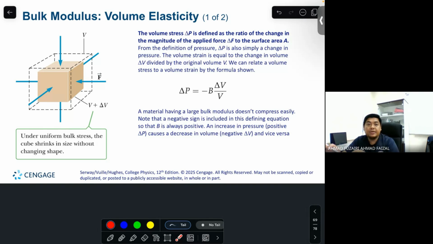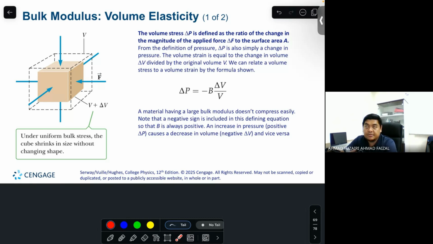And here, we call that the stress. We apply stress to the volume of the object. So the volume stress is defined as the ratio of the change in the magnitude of the applied force, delta F, to the surface area. From the definition of pressure, delta P is simply a change in pressure.